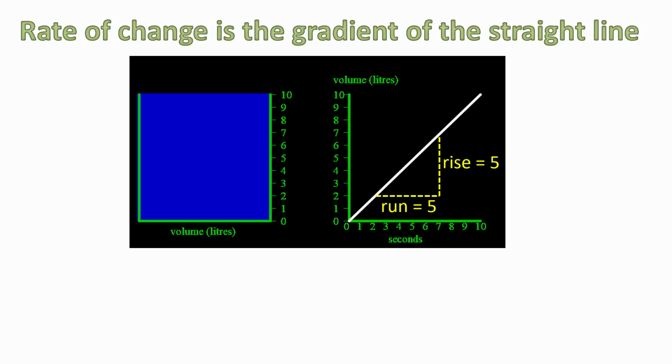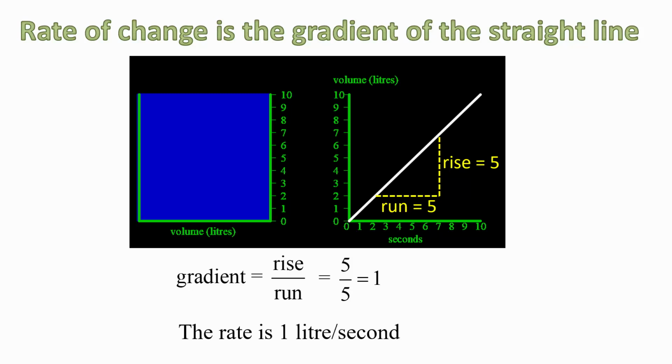The horizontal side of the triangle is called the run, and in this case it's a length of 5, again coming from 7 minus 2 on the horizontal scale. We define the gradient then to be the rise divided by the run, and using our values it becomes 5 divided by 5, which equals 1. That means the gradient or the steepness of the line is equal to 1. And if we state that as a rate of change, the rate is 1 litre per second. That means that each second 1 litre of water is entering the container.